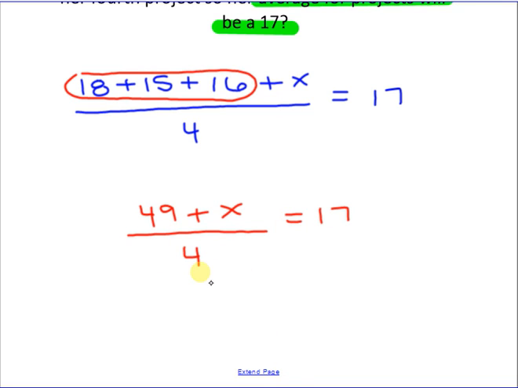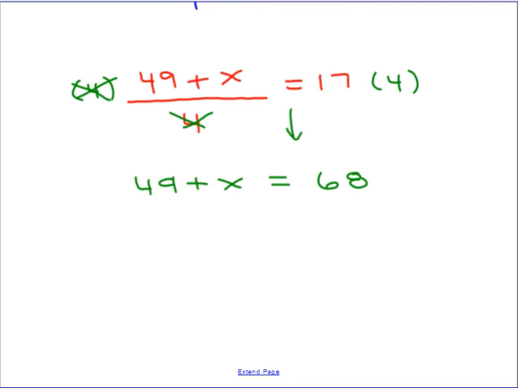Now I need to get rid of the 4 on the bottom. It's divided by 4, so I'm going to multiply by 4 on both sides. This cancels. Thank you for coming. I bring down 49 plus x. I bring down my equal sign, and I do 17 times 4. That's going to be 68.